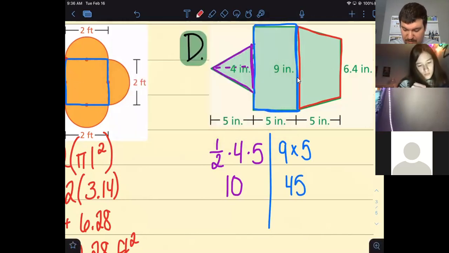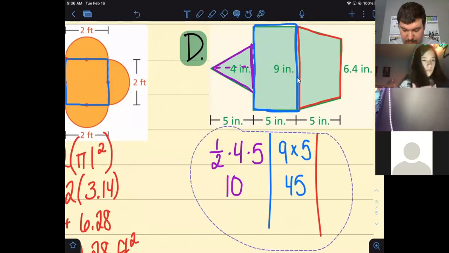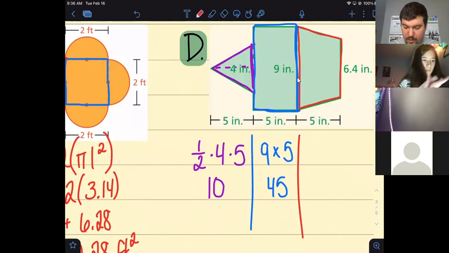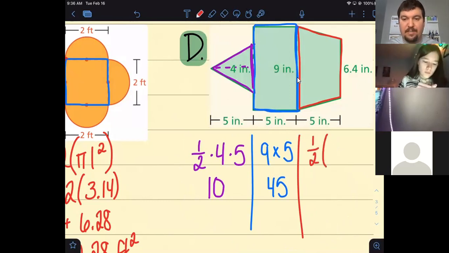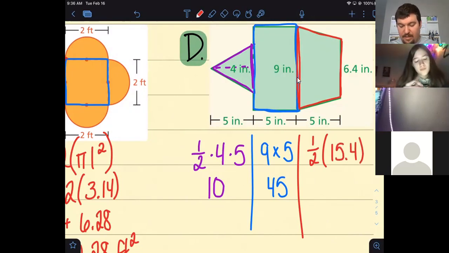And then for the trapezoid, its formula is the longest, but it's not necessarily the hardest. So it's 1/2. And then in parentheses, we put the sum of the two bases. And so for this trapezoid, we have one base being 9, the same as the rectangle. And then the other base is 6.4. And if you add those together, you'll get 15.4. So for a trapezoid, we just add the two bases together. And then for the height of the trapezoid, just like the height of all these shapes, it's 5 again.